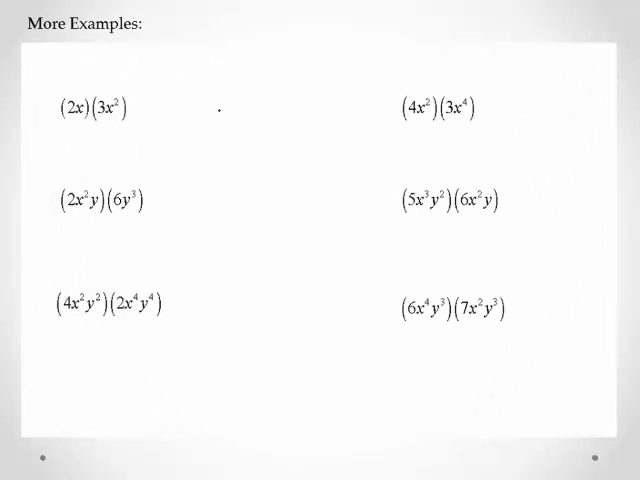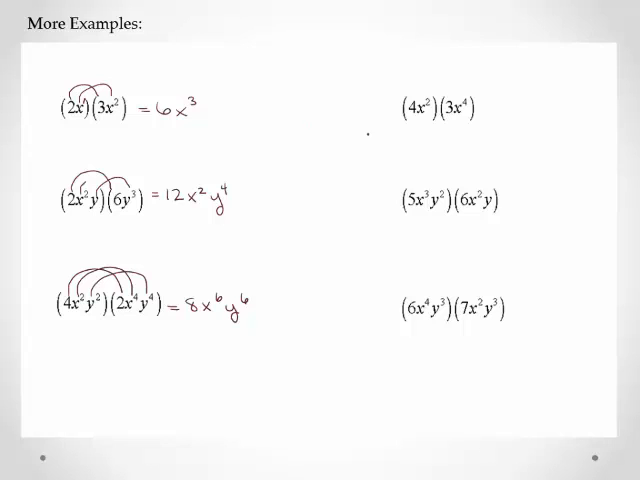So here are some more examples. 2 times 3 gives me 6. There's a 1 here, so I have 1 plus 2 is 3. 2 times 6 is 12. There are no other x's, so that just carries over. And then 1 plus 3 is 4. 4 times 2 is 8. 2 plus 4 is 6. 2 plus 4 is 6 again.